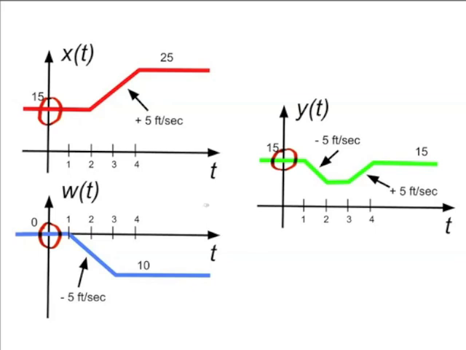So let's look at 1 second. We'll find the value of x at 1 second, and that is still 15. And the value of w at 1 second, that's still 0. We add them together, we find y is 15.